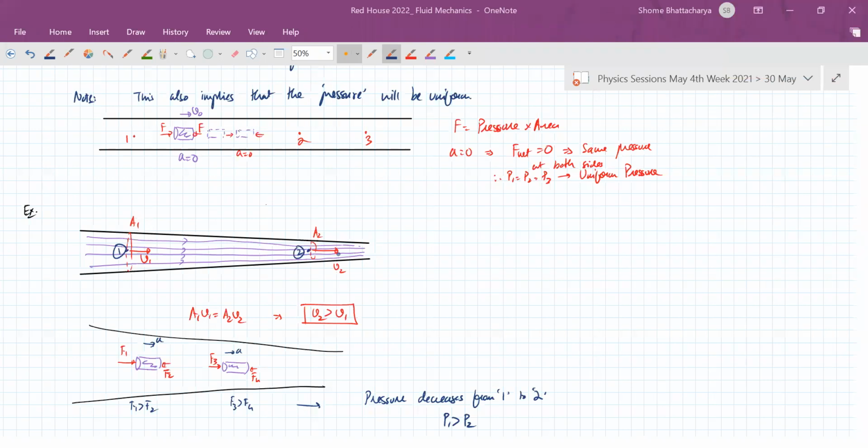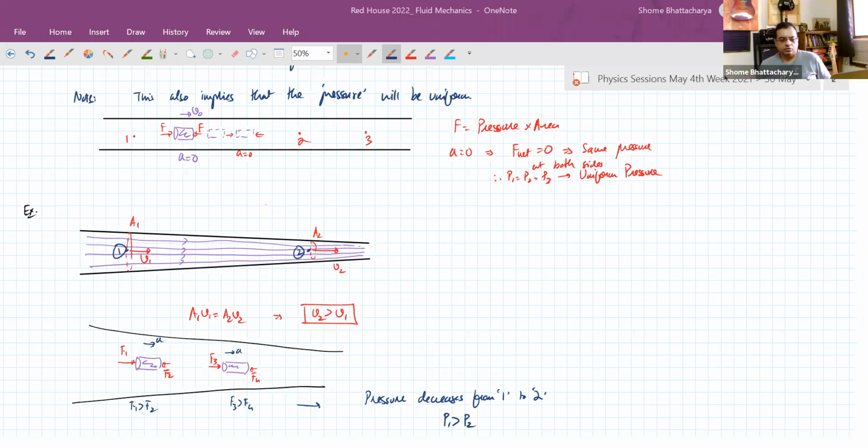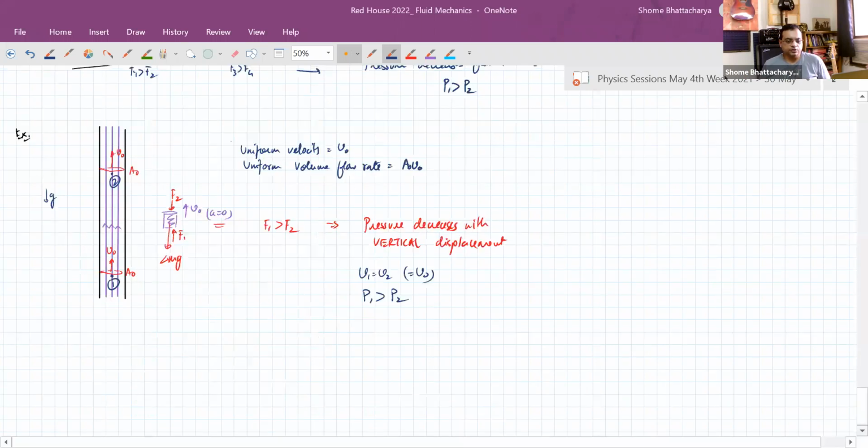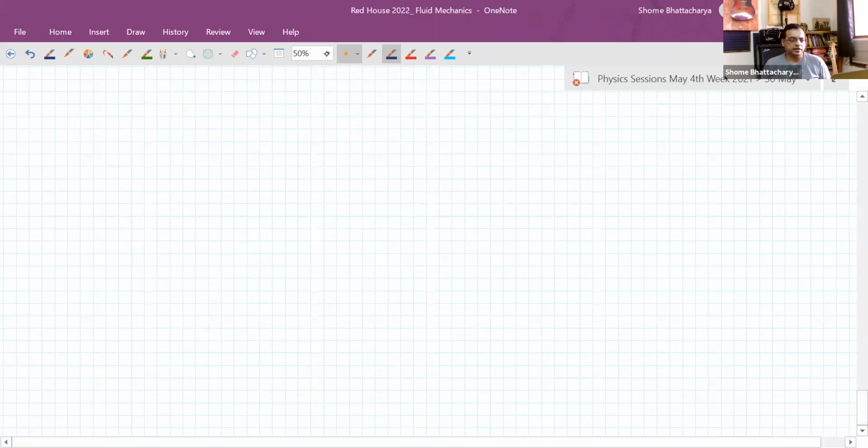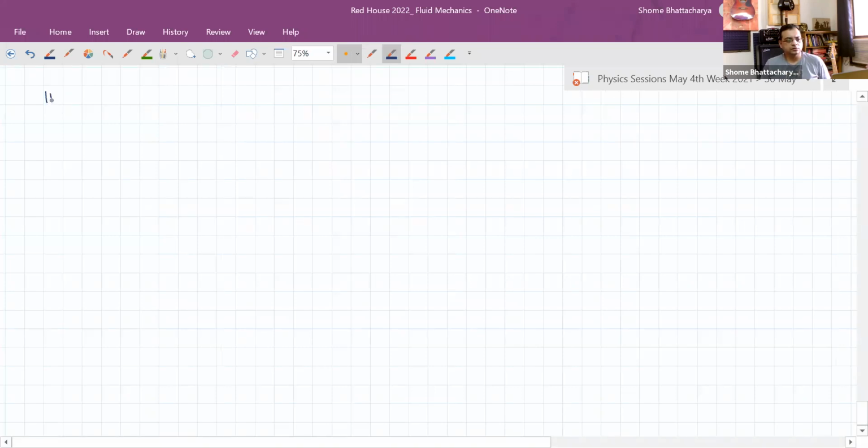Okay, so this is done. Yes, sir. Okay. So now let's move on to the second of the main equations that we can write for streamline motion. It's called Bernoulli's equation.